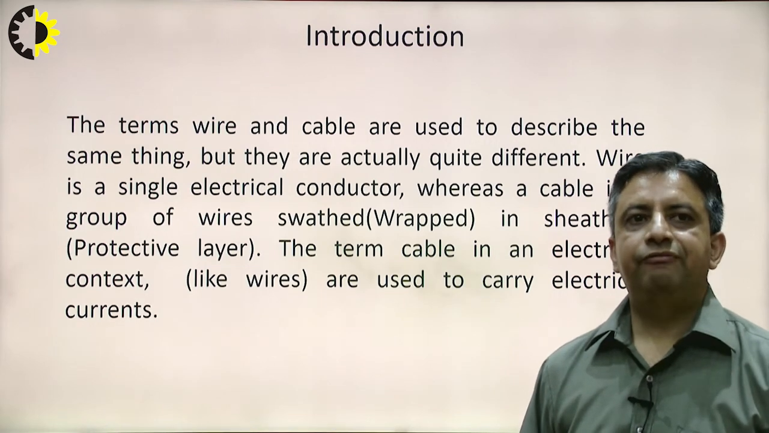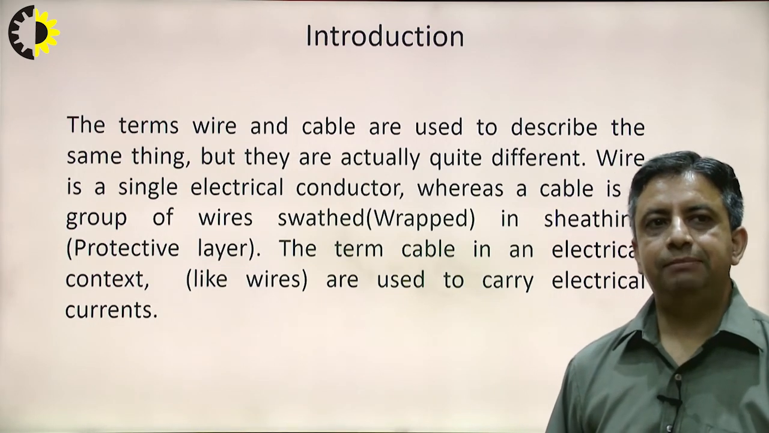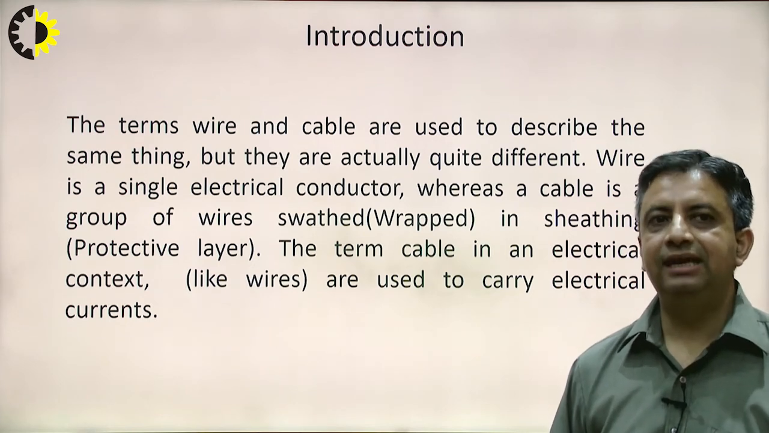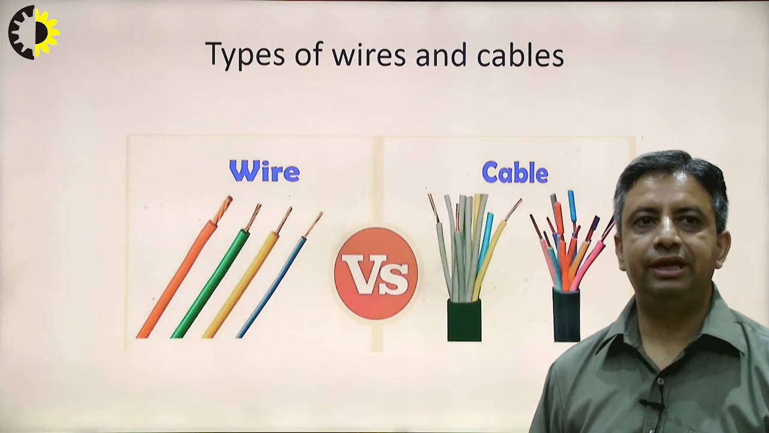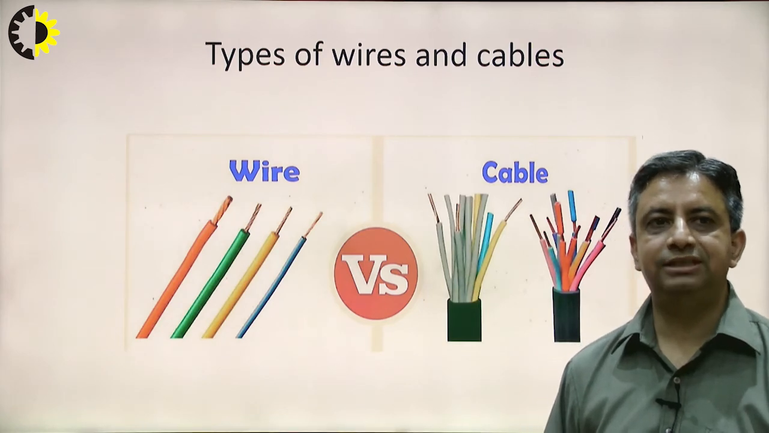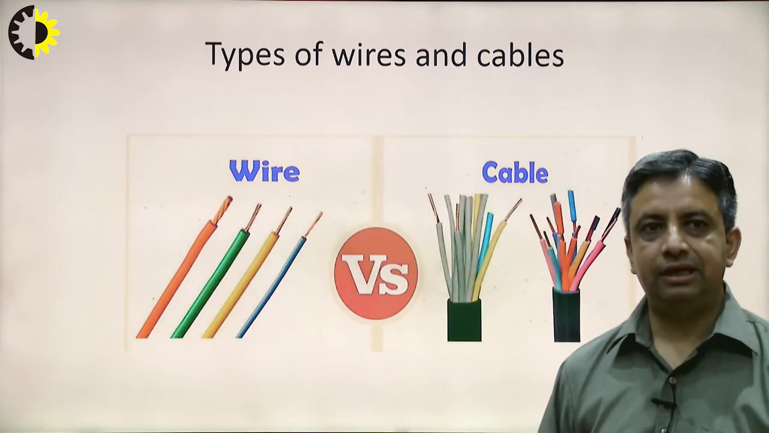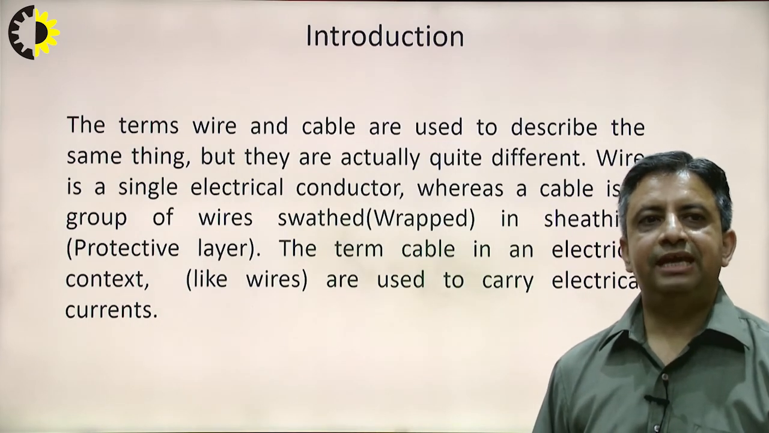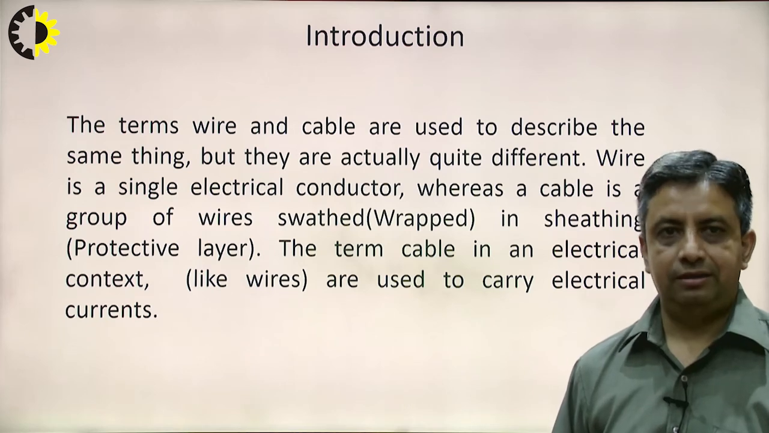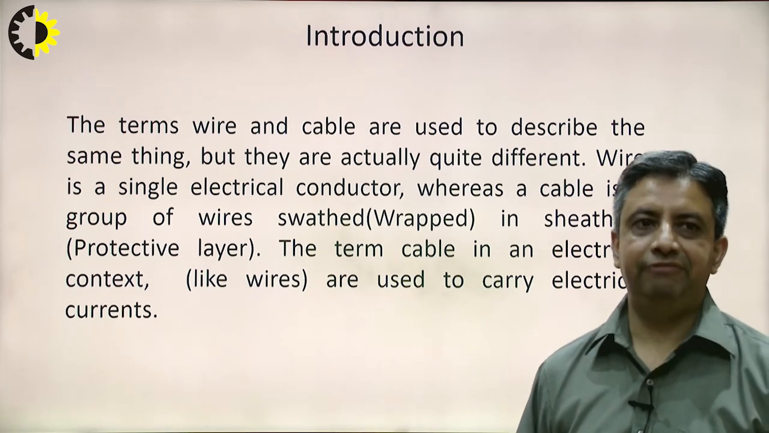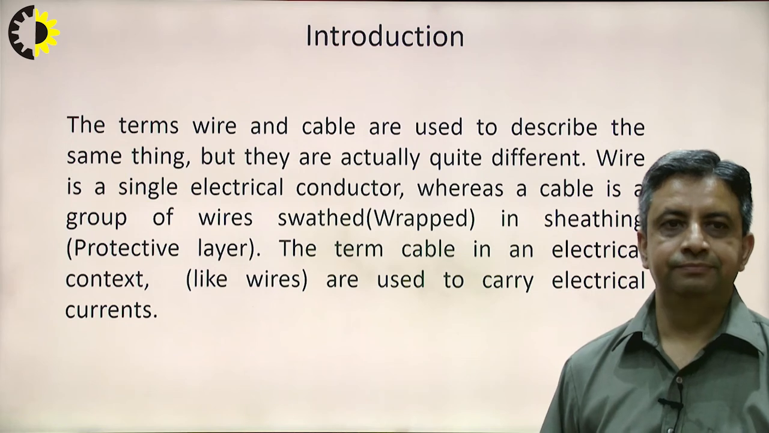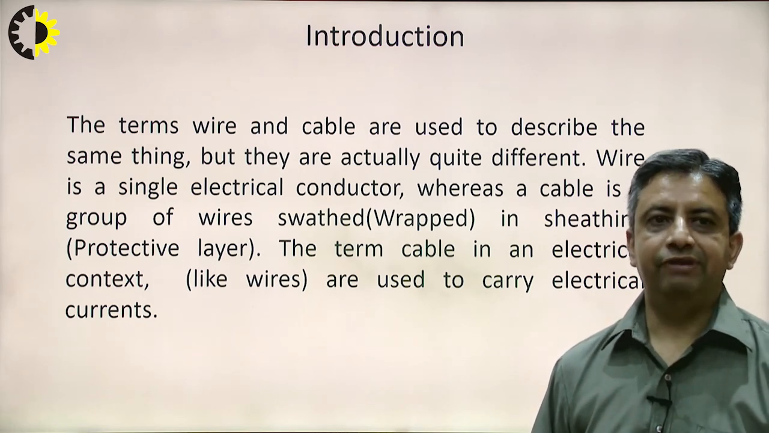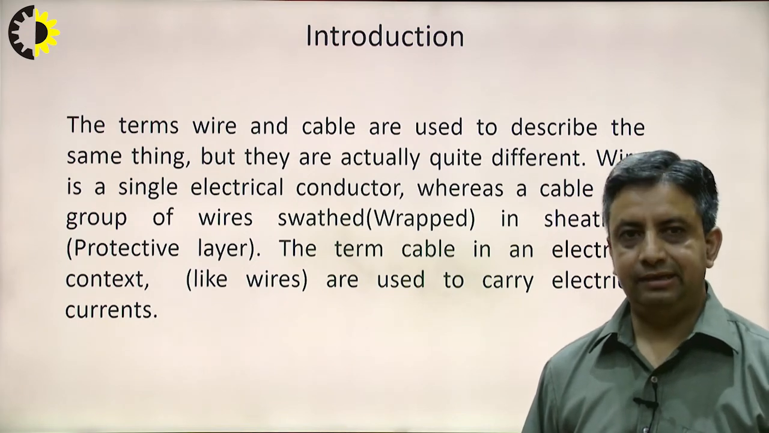The terms wire and cable are used to describe the same thing, but they are actually quite different. Wire is a single electrical conductor, as I have shown here. In case of wire, you can see a single conductor. It is a stranded conductor. Whereas a cable is a group of wires that are wrapped in a protective layer that is called sheathing. The term cable in an electrical context, like wire, is used to carry electrical currents.